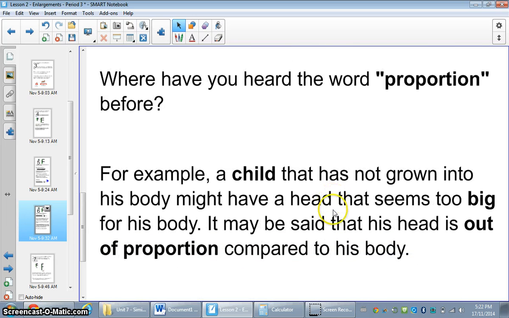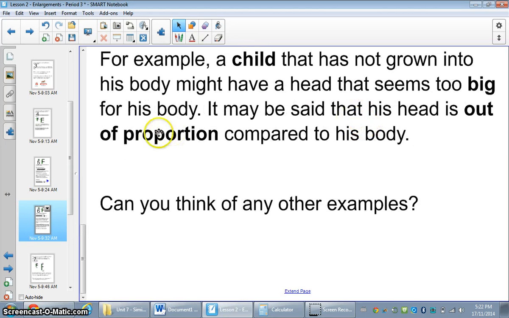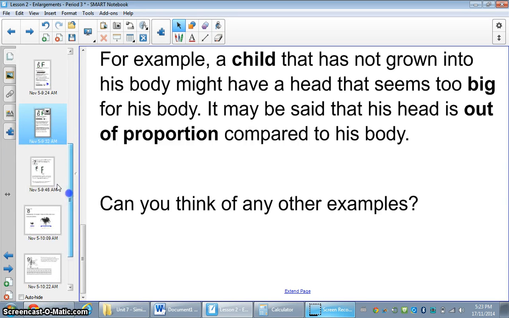Well, here's one example. A child that has not grown into his body may have a head that seems too big for his body. So people would say then his head seems to be out of proportion compared to his body. Can you think of any other examples where you've seen the word proportion? Pause the video now and write them down. Good, we'll talk about these in class tomorrow.